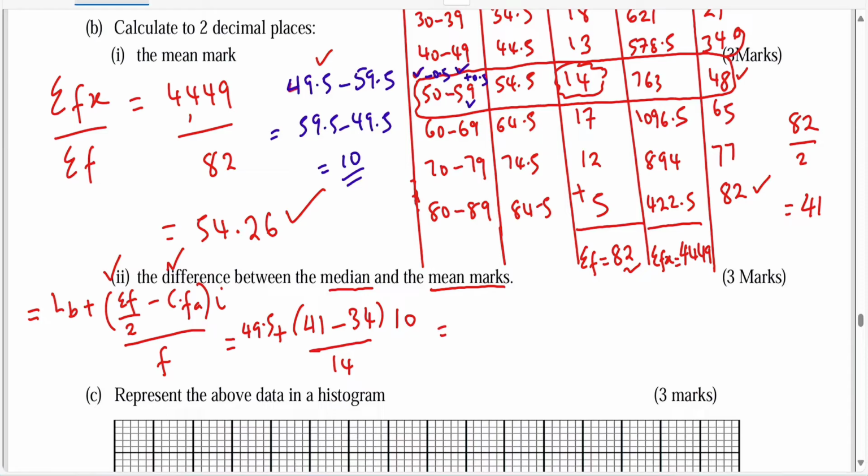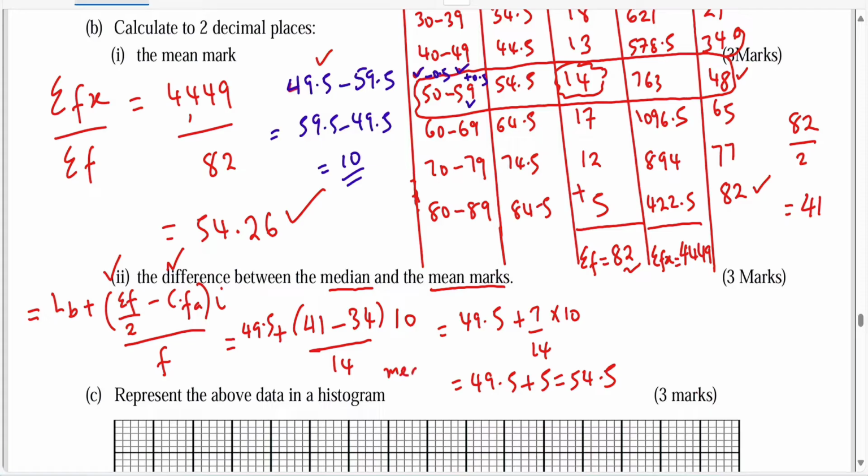So let's calculate this out. It gives you 49.5 plus 41 minus 34. 41 minus 34, we must know how much it is. It is 7. So it's 7 over 14 times 10. What will it be? It will be 5. So you take 49.5 plus 5, which is equal to 54.5. So that is your median.